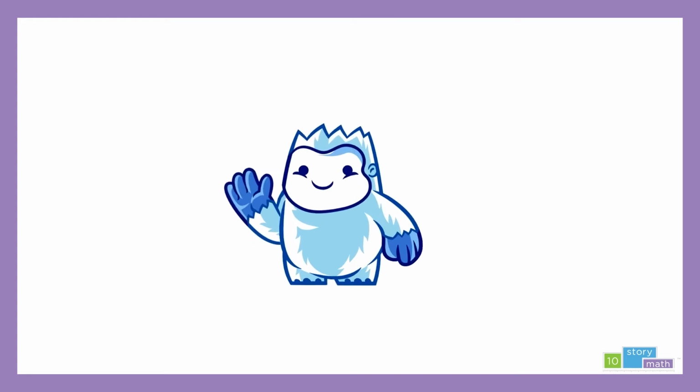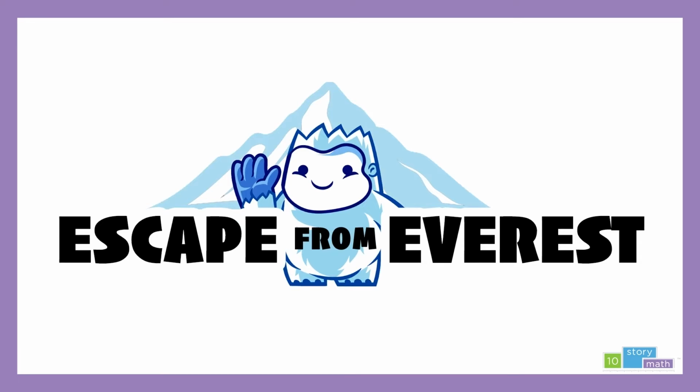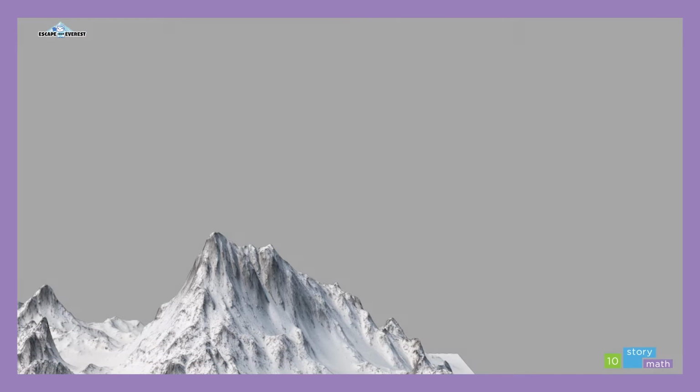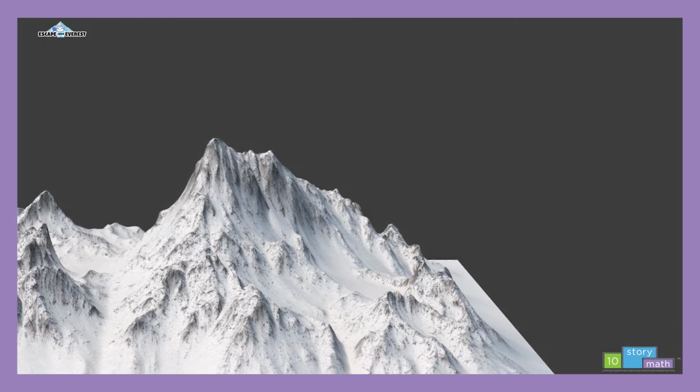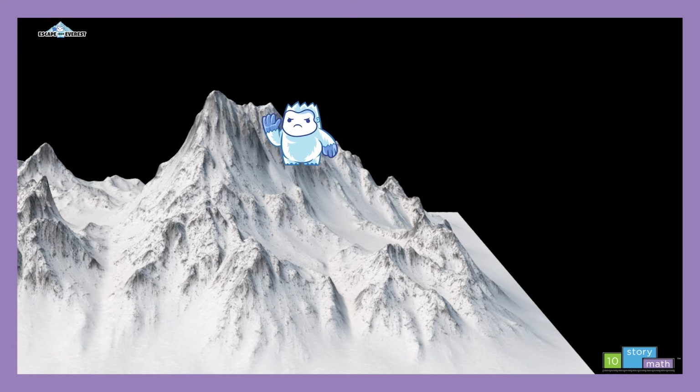Let's use our understanding of multiplying whole numbers times fractions to escape from Everest. All hikers must get off the mountain before nightfall, for when darkness arrives, the snow monster awakes. He might seem friendly now, but you don't want to see him mad. The only way off the mountain is by carefully taking step by step until you get to the bottom. Will you make it? Well, it's up to the luck of the numbers and a whole lot of problem solving.